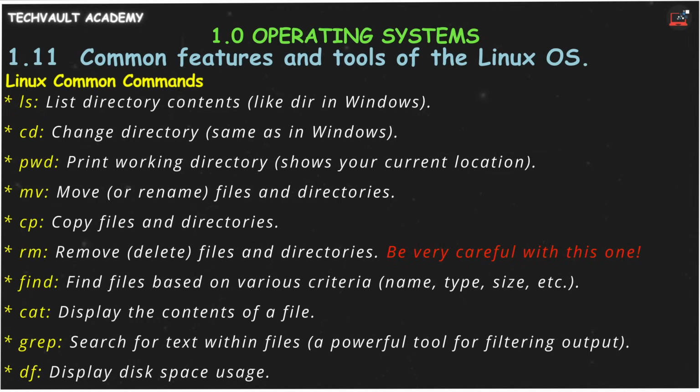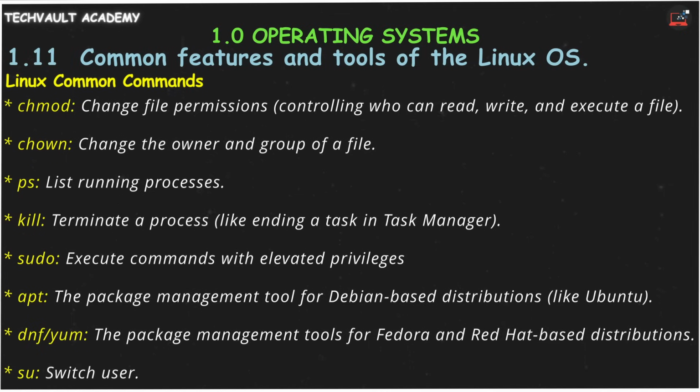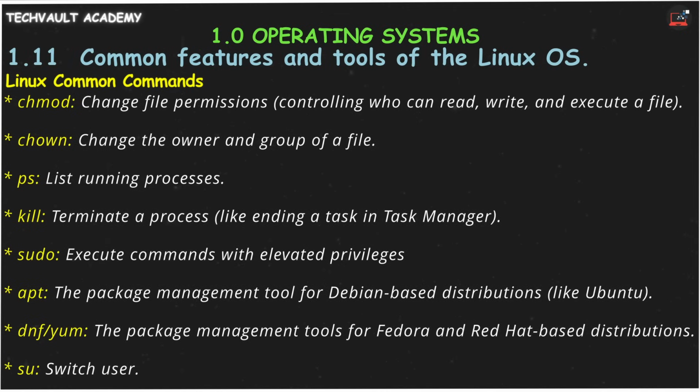find, find files based on various criteria, name, type, size, etc. cat, display the contents of a file. grep, search for text within files, a powerful tool for filtering output. df, display disk space usage. chmod, change file permissions, controlling who can read, write, and execute a file. chown, change the owner and group of a file. ps, list running processes. kill, terminate a process, like ending a task in Task Manager.